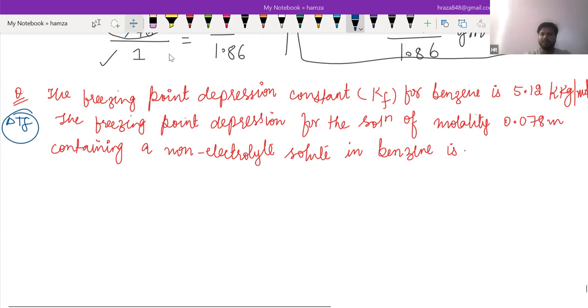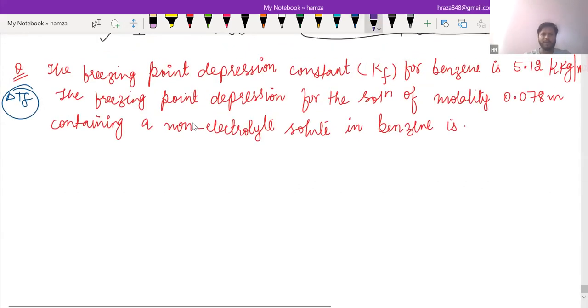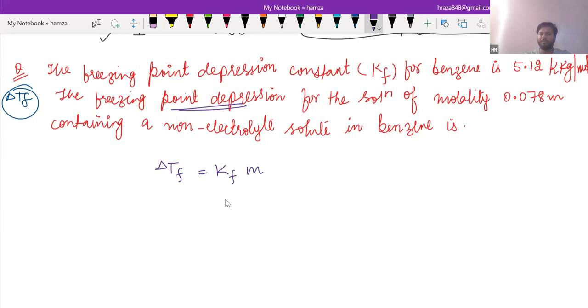Hamza, are you done with this? So we need to calculate freezing point depression. That means how much it is depressed. So delta Tf will be equal to Kf into m. What is the value of Kf? This has a value 5.12. And what is the value of m? That is 0.078. So if you multiply 5.12 into 0.078, it will be approximately 0.40 Kelvin. This is your answer.